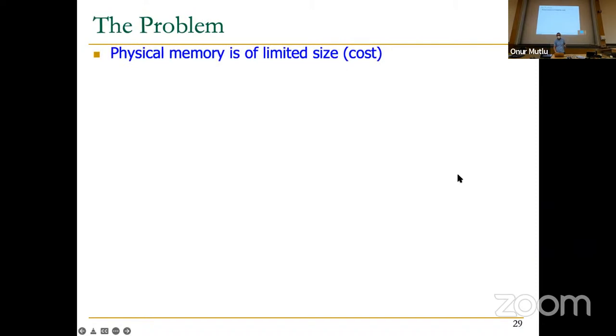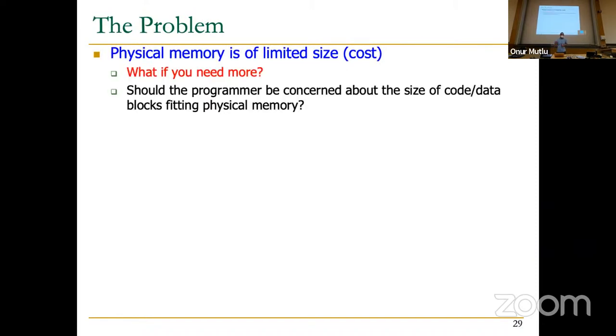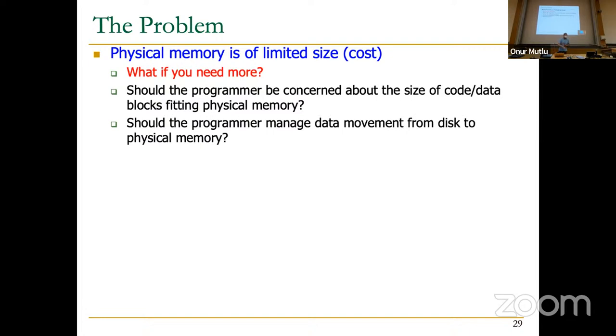Physical memory is of limited size because of cost reasons. What if you need more? The question is, should the programmer be concerned about the size of code and data blocks fitting physical memory? And if they don't fit in physical memory, should they be moving the data from the disk to the physical memory, code and data? It's not files. This is just the code that you're executing in your program.